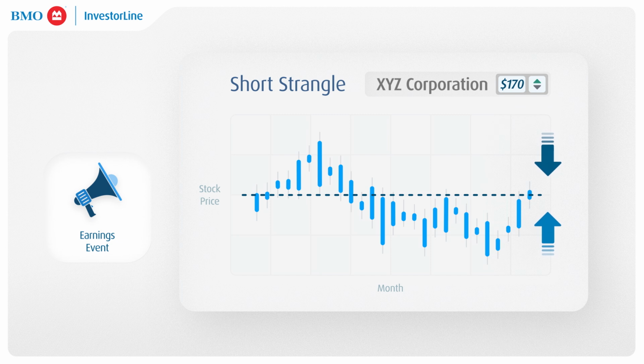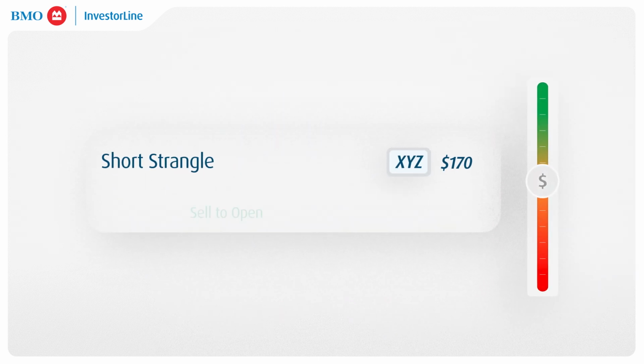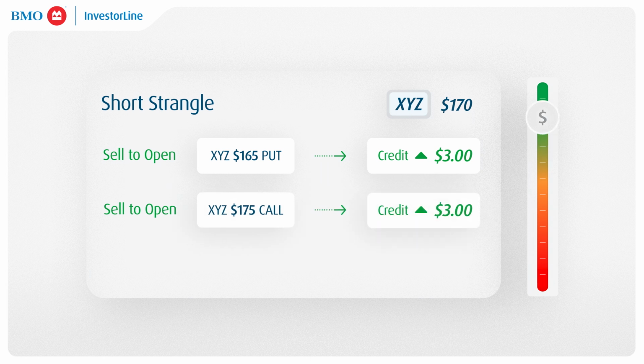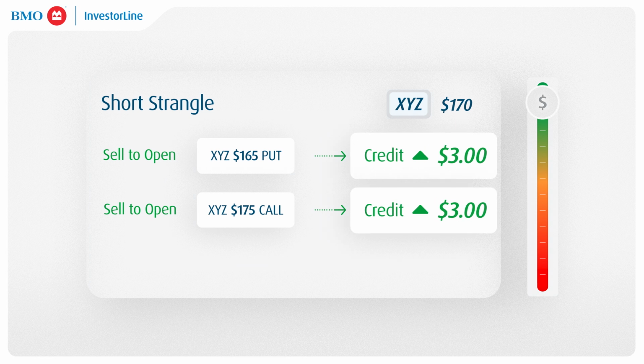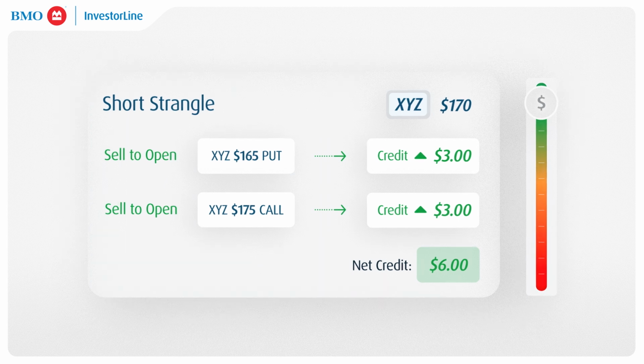This is where a short strangle can be a suitable strategy and can potentially profit from XYZ staying within a set range. To create a short strangle, you might consider selling a put option with a strike price below the current price at $165 and simultaneously selling a call option with a strike price higher than the current price at $175. If the options have a cost of $3 each, this results in a net credit of $6 that will become your maximum gain potential.